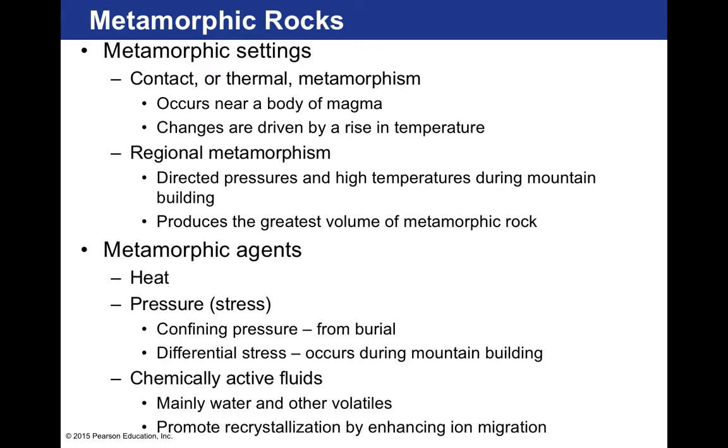All right, so there has to be certain settings for this to happen. So typically you have to have a rise in temperature. So normally there has to be a large body of magma nearby for this to happen. For regional metamorphism, there again, you have to have pressures and temperatures, but regional metamorphism usually occurs during mountain building, and we'll talk more about mountain building in another chapter. And this actually produces the greatest volume of metamorphic rock.